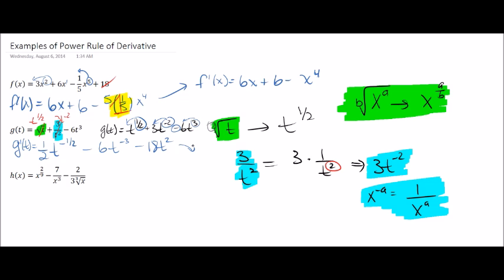Now, certainly, you can go ahead and simplify this final answer. G prime of t would be 1 over 2 t to the 1/2, or square root of t, minus 6 over t cubed minus 18t squared. Excuse me for the very inefficient use of space here.